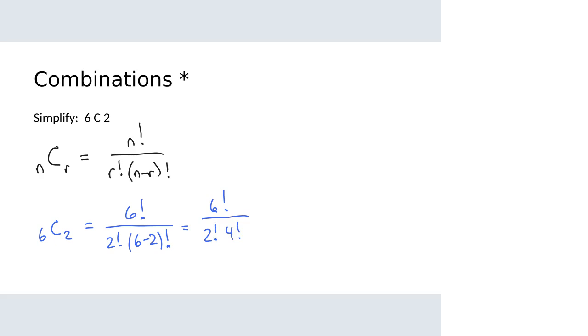We're not going to multiply those together on the bottom. Instead, we'll have 6 factorial on the top. We're going to rewrite that as 6 times 5 times 4 times 3 times 2 times 1. Reason we stop at 4 factorial is I have this 4 factorial on the bottom that'll cancel. That 2 factorial, I'll just write it out as 2 times 1.